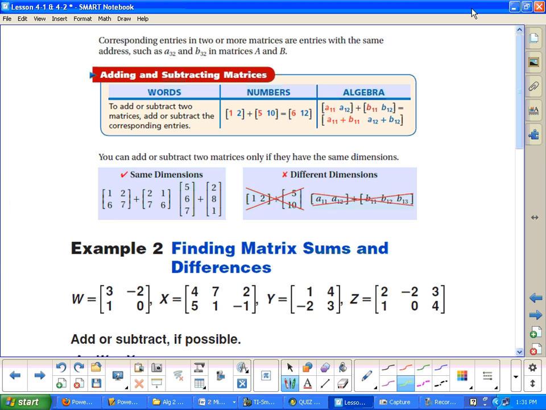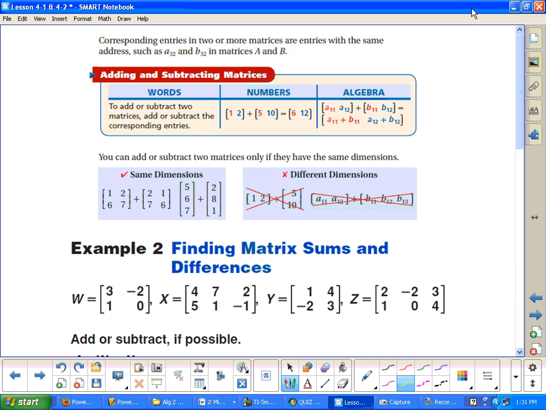Okay, adding and subtracting matrices. When you're adding and subtracting matrices, one thing must be true. The matrices have to be the same size. Okay? If they're different sizes, you can't add or subtract them. Okay? For one. And number 2 is when you're adding and subtracting, you just add the corresponding cells or entries.